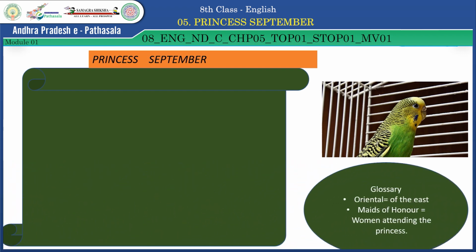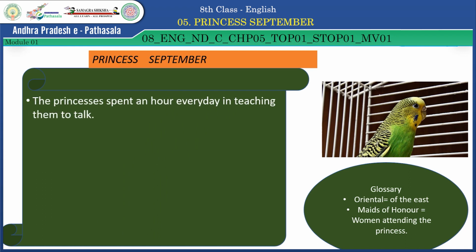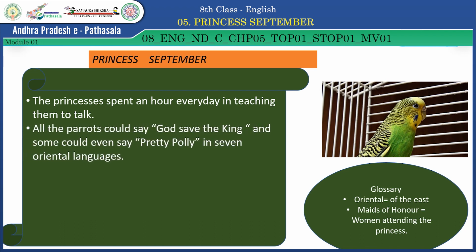Glossary. Oriental, of the East. Maids of honor, women attending the princess. The princesses spent an hour every day in teaching them to talk. So every day the princesses spent 1 hour with their pet parrots and talking to them. All the parrots could say, God save the king, and some could even say Pretty Polly in 7 Oriental languages.